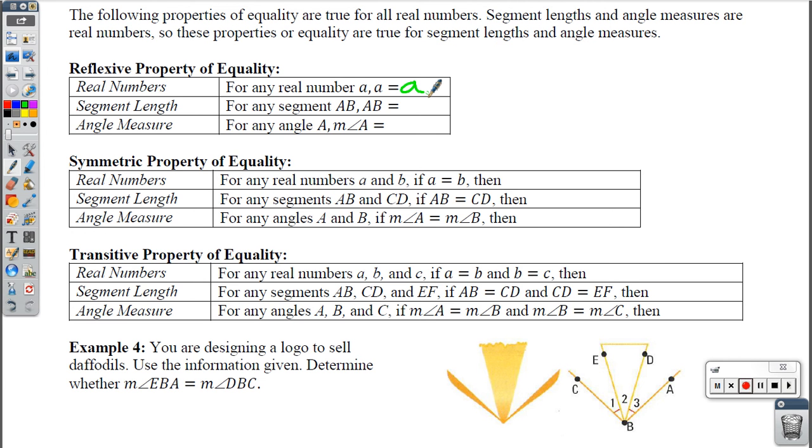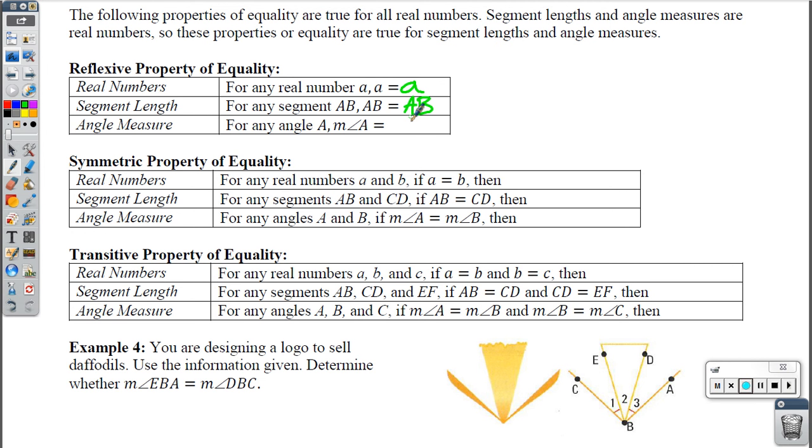If we're talking about segment length, remember that the notation we use for that is just the two letters at the end of the segment, written next to each other. That means the length of the segment. So when we just have AB written there, we can say that's the length of AB, and that it is the same as the length of AB. It's the same as itself.